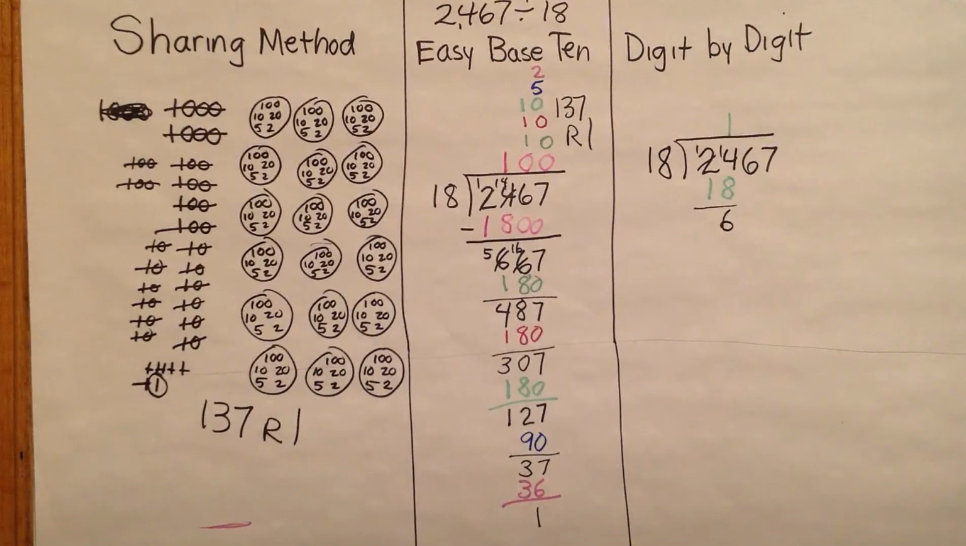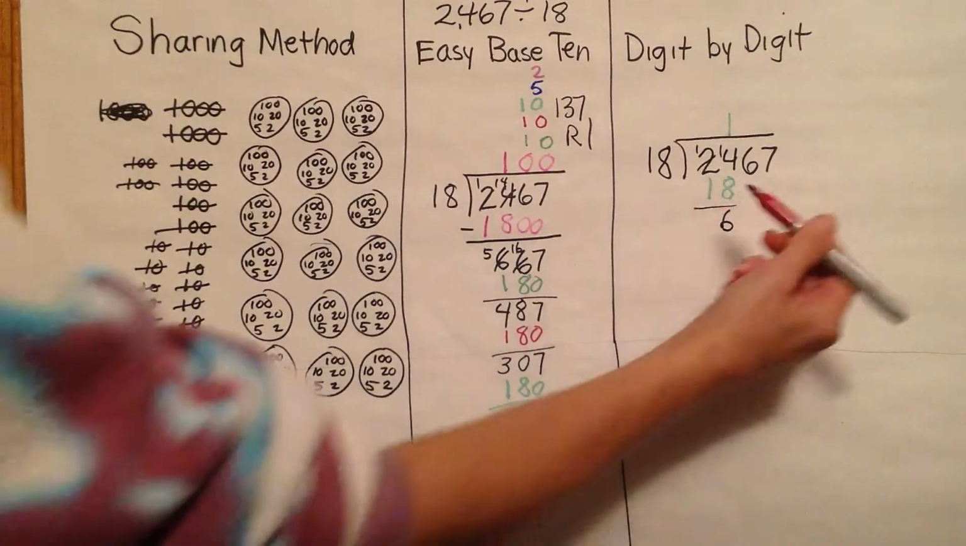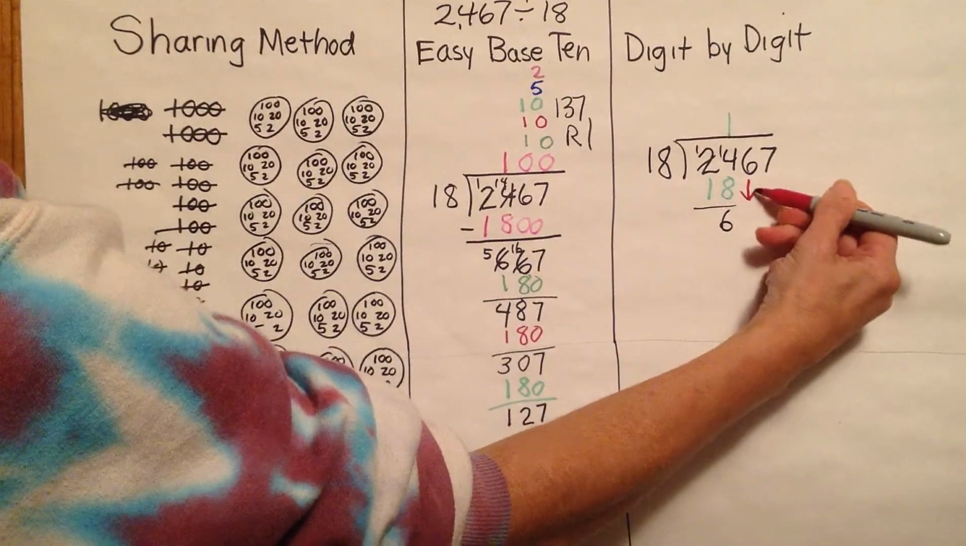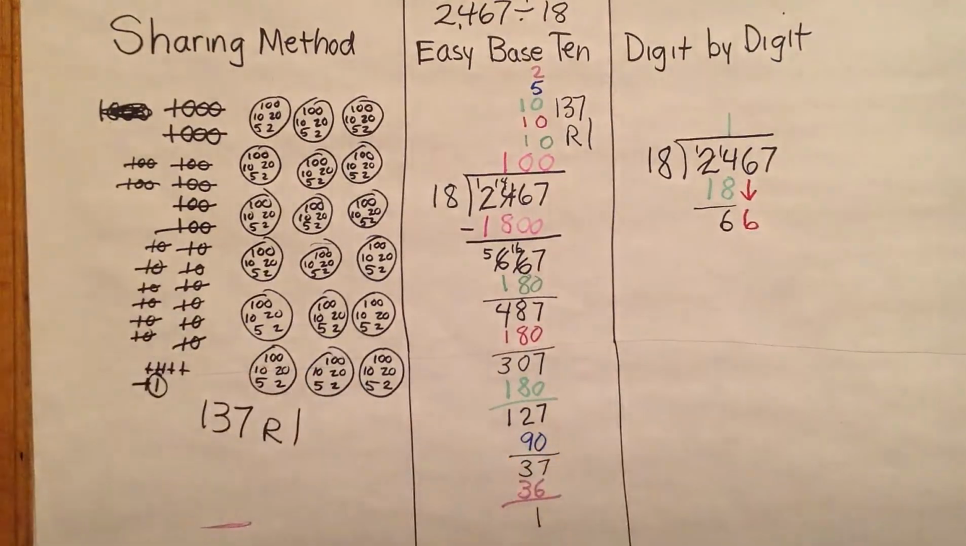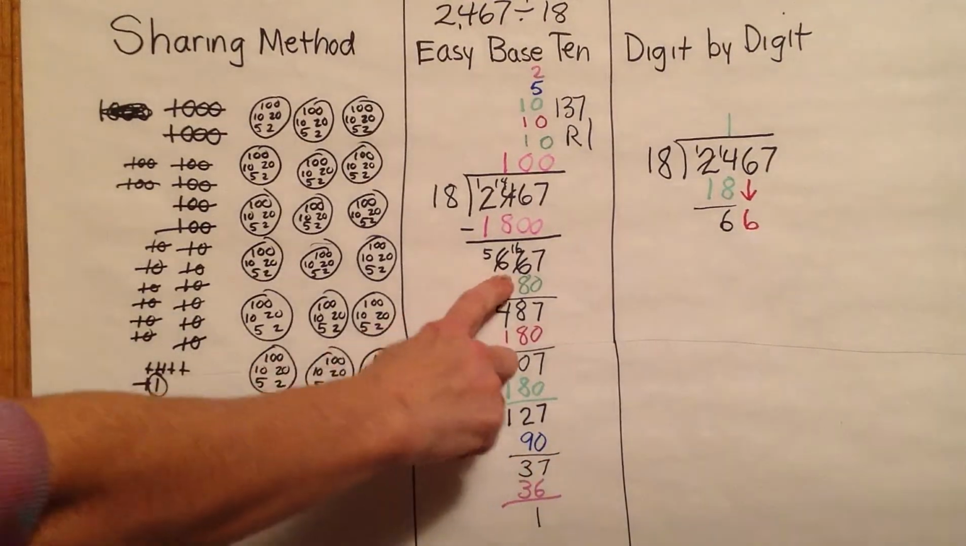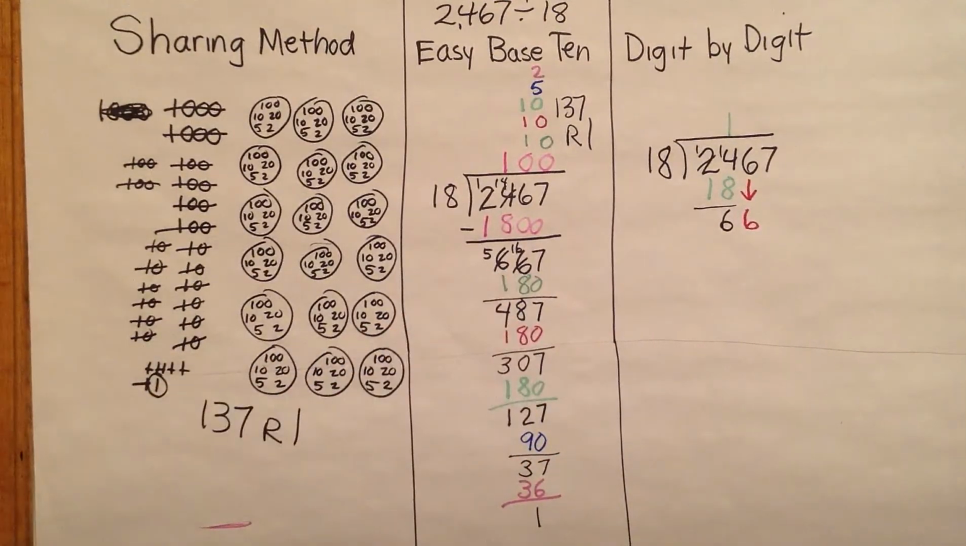Now I want to look at some more of the value of this number, so I'm going to bring down the next digit, and I have 66. This is real similar to where we were right here. 66. I wonder how many groups I can make of 18 if I have 66. Well, let's see. I know that 2 groups is 36, so that's not close enough. 3 groups would be about another 20, 56.